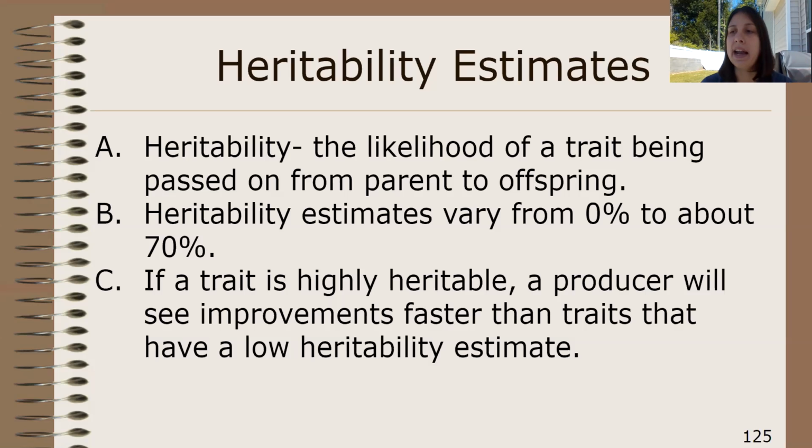If a trait is highly heritable, closer to the 70%, meaning it's very likely going to be passed on, then the producer is going to see improvements very quickly. Then obviously something that has a low heritability estimate, that makes sense. Something that has a 70% chance of happening is going to happen a lot quicker than something that has a 10% chance of happening, right?